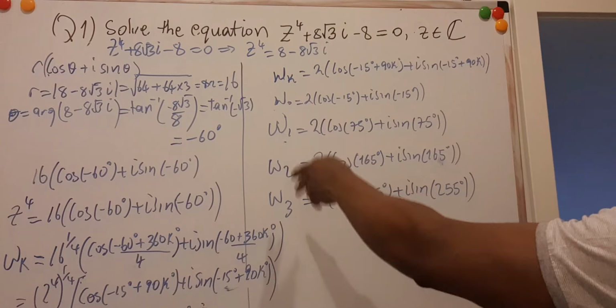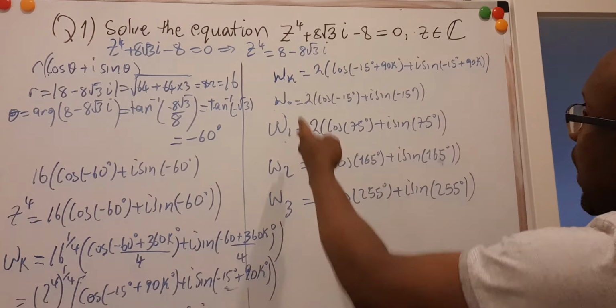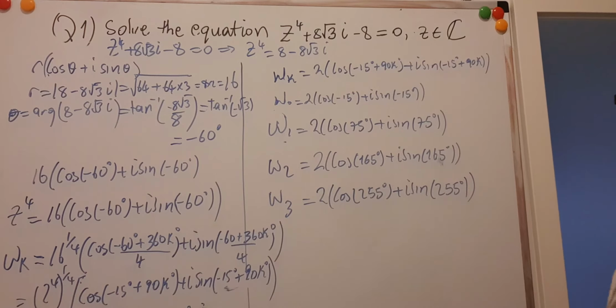So these are the 4 roots of this equation, where each of the roots is a complex one.